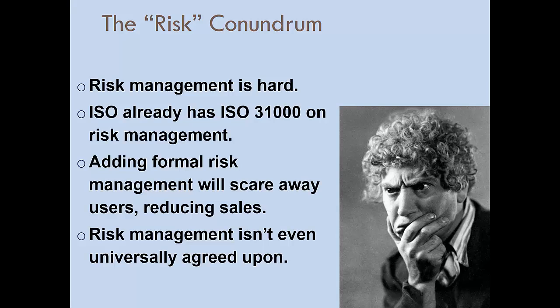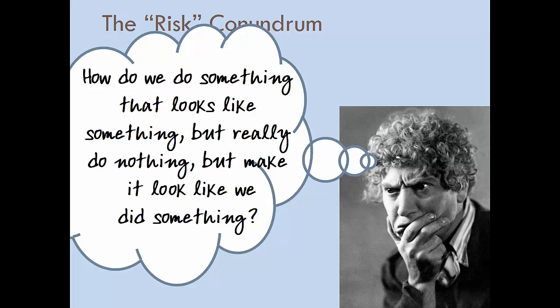So TC-176 said, you know what, if we put in clauses that invoke risk management, our sales are going to go down. And the idea of risk management isn't even universally agreed upon, even within the risk management profession. Different industries have a different view of what risk management is. So what were they going to do? How are they going to inject risk into the standard to comply with this TMB mandate in Annex SL, but satisfy all these problems? So they had to come up with a way to look like they were doing something, but they didn't really do anything, but they had to make it look like they did something.